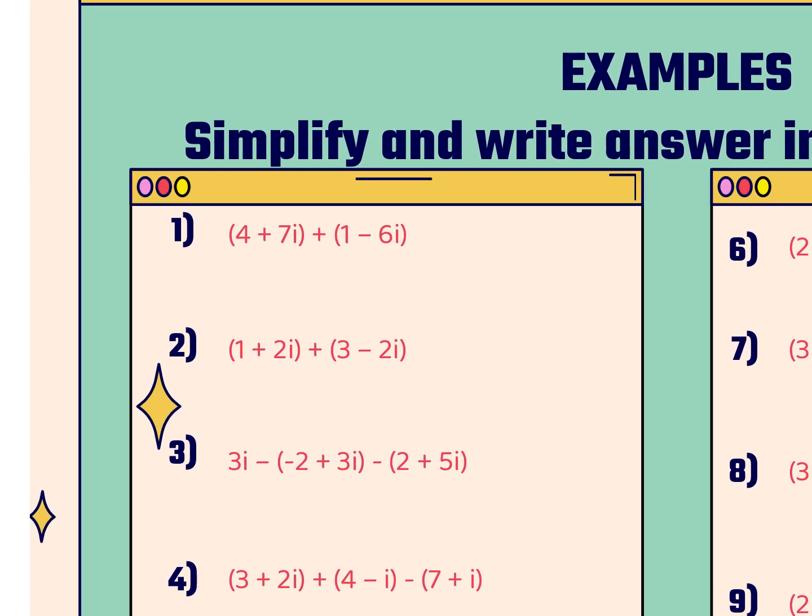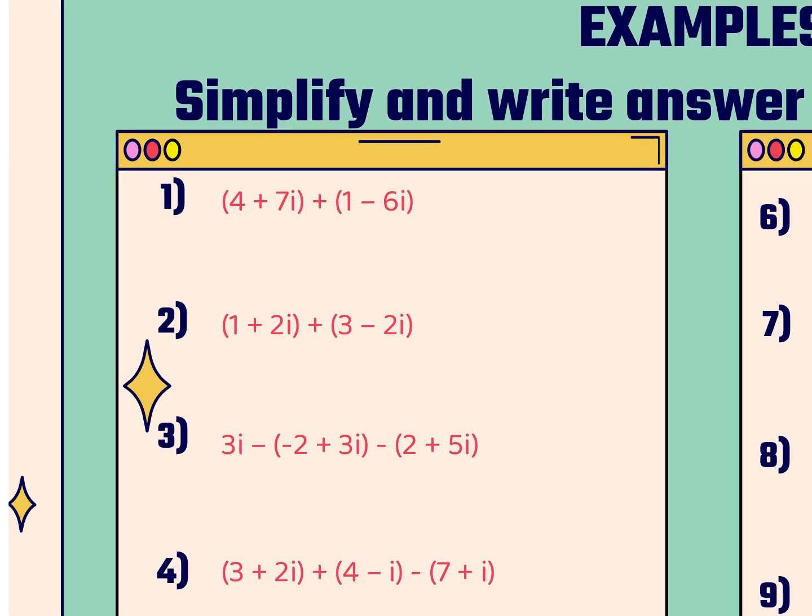Okay, so for this first one, all they want me to do is simplify and write the answer in standard form. So I need to put the real part first, and that's going to be adding the numbers that don't have an i, and then adding the two numbers that have an i, and put those second. And again, it's just like I'm combining like terms. So I'm going to add my two real parts first. So 4 plus 1, I get 5. And then now I'm going to go back and add my imaginary parts. 7i plus -6i is just positive 1i. And now my answer is in standard form.